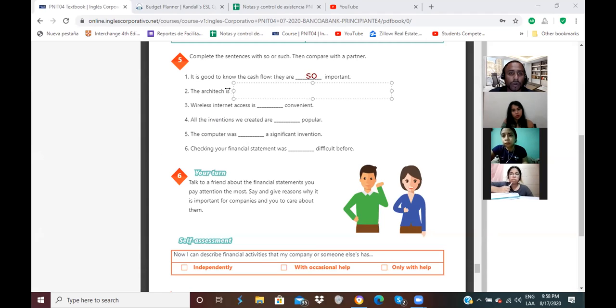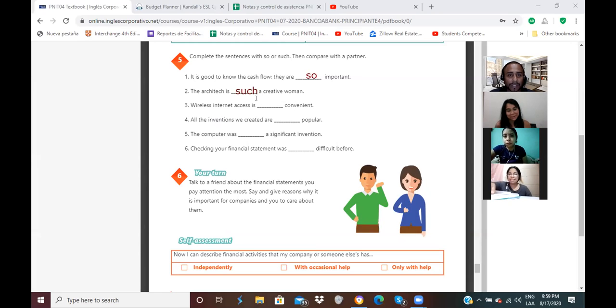So, number two, Roxana Valladares. The architect... Very good. Such is correct. Such a creative woman. Thank you.